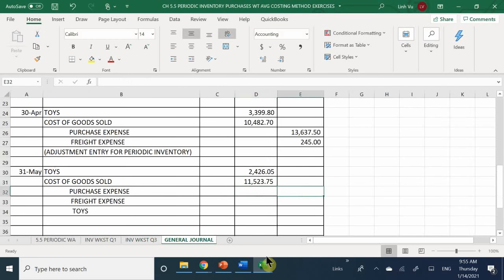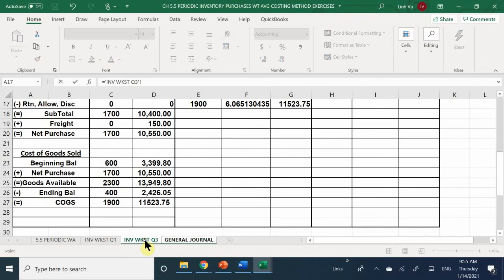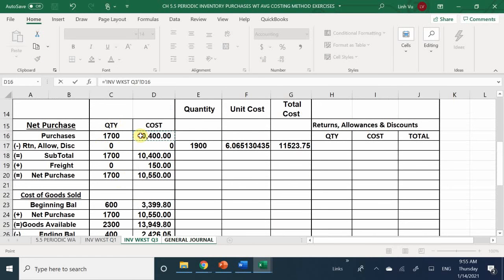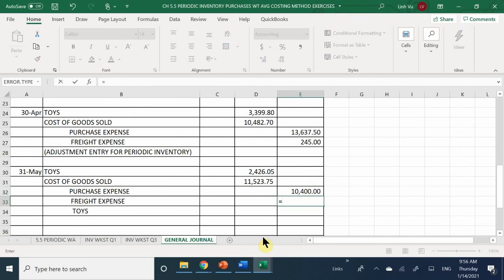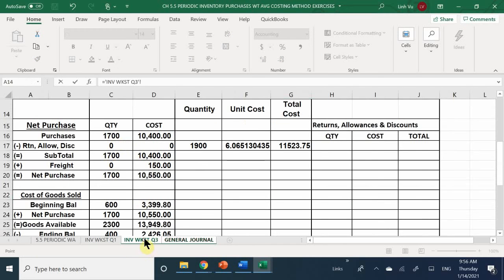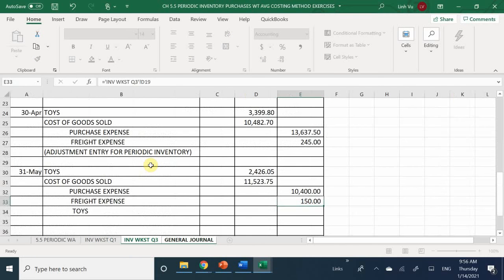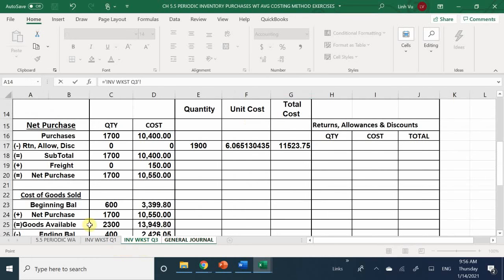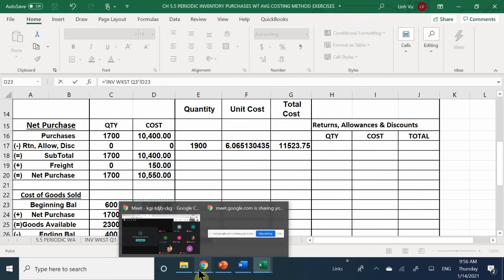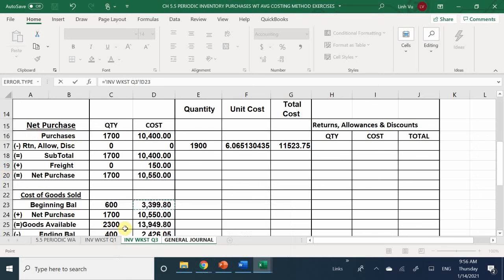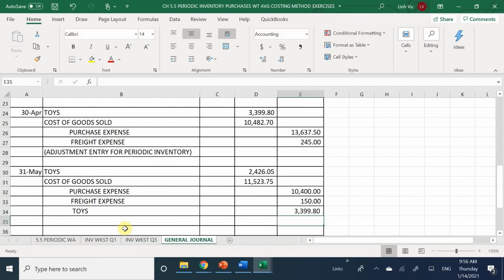Okay. What was my cost of goods sold? 11,523.75. Good. What was my total purchases? 10,550. 400. That's including the freight. 10,400. Yes, 10,400. And then what was the freight? 150. And then lastly, what was the beginning balance that we had originally? 600. 3,399.80. Good. There you go.